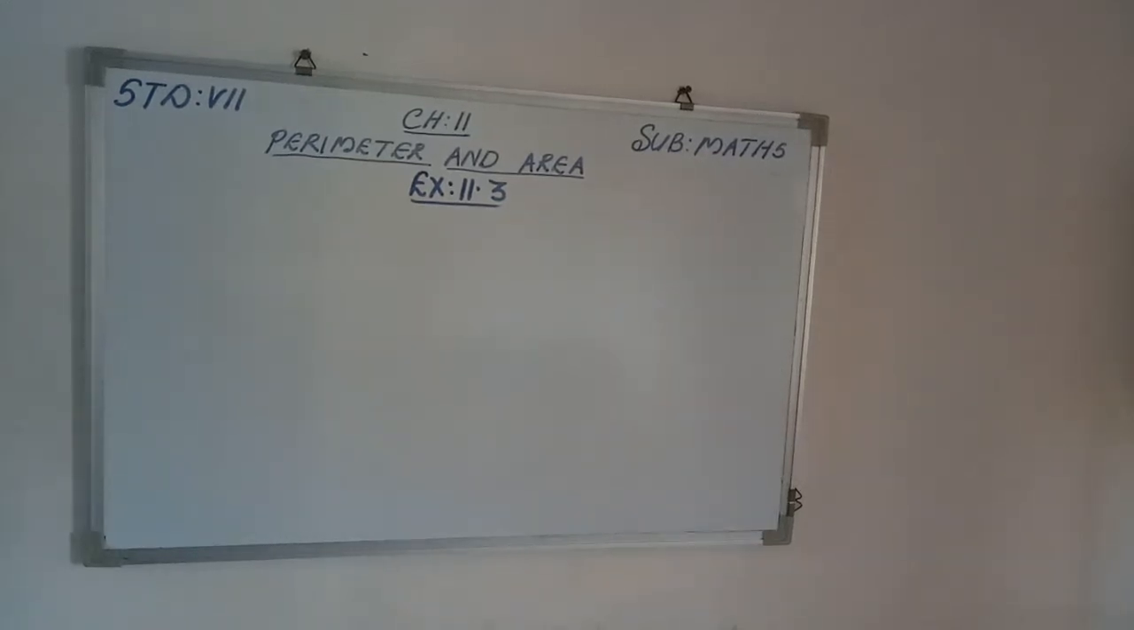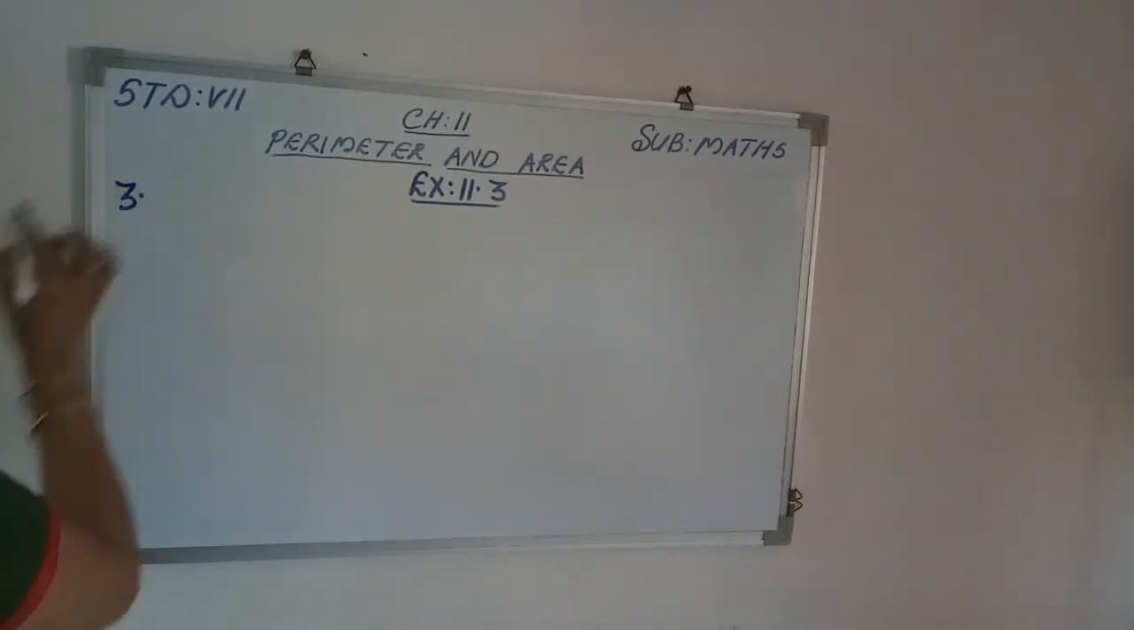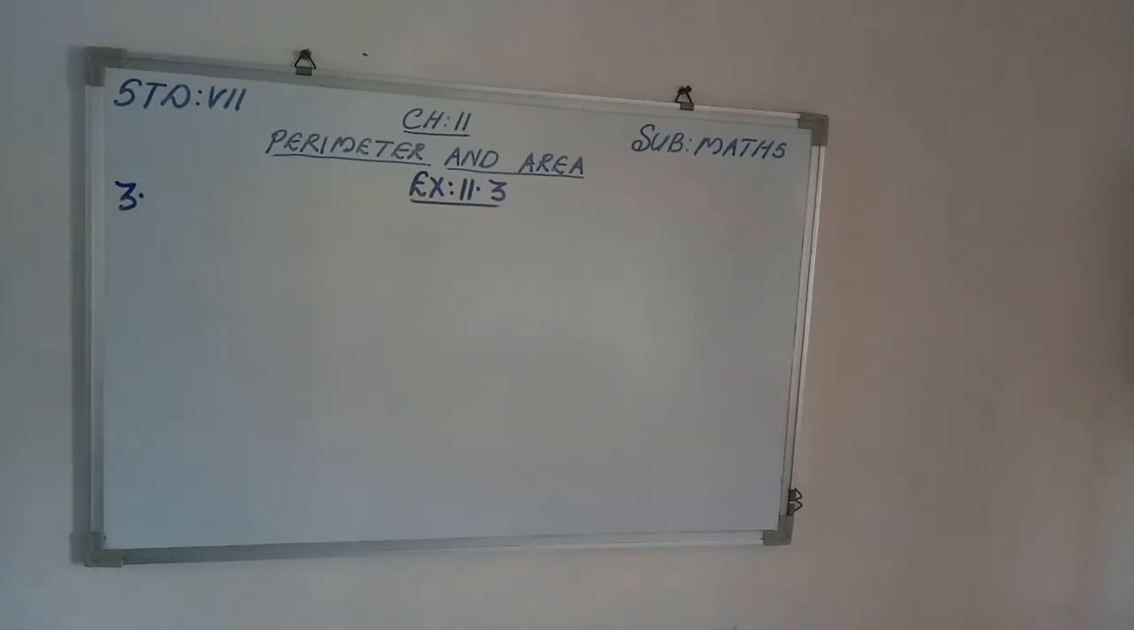Now question 3. See the textbook. If the circumference of a circular sheet is 154 meter, find its radius. Also find the area of the sheet. That means circumference 2 pi r is given. From that you have to find out r. After finding out the radius r, find out area using the formula pi r square. Take the value of pi as 22 upon 7.